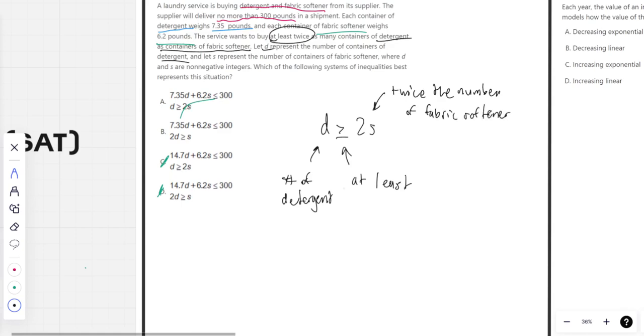And that's what really confuses people, is they'll put down this one because they think they want double the detergent. But this is actually limiting your detergent. You can verify that by plugging in some numbers. And so really the correct answer for this one should be answer choice A.